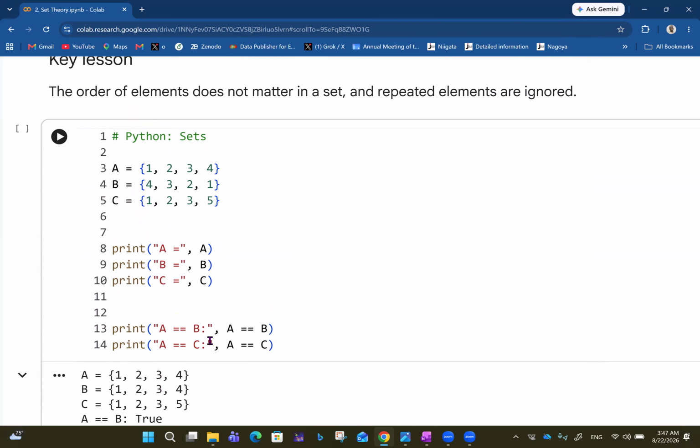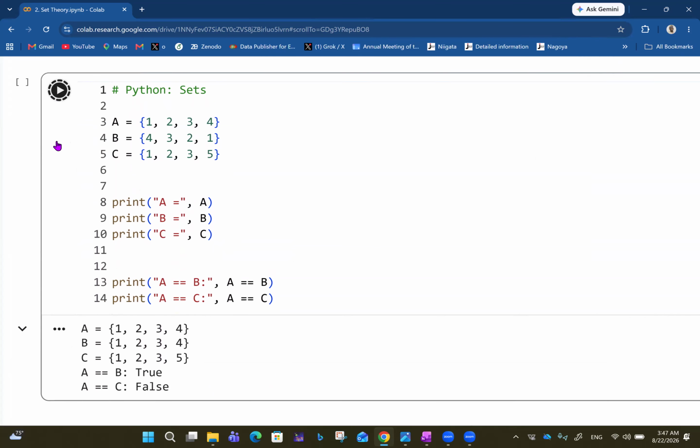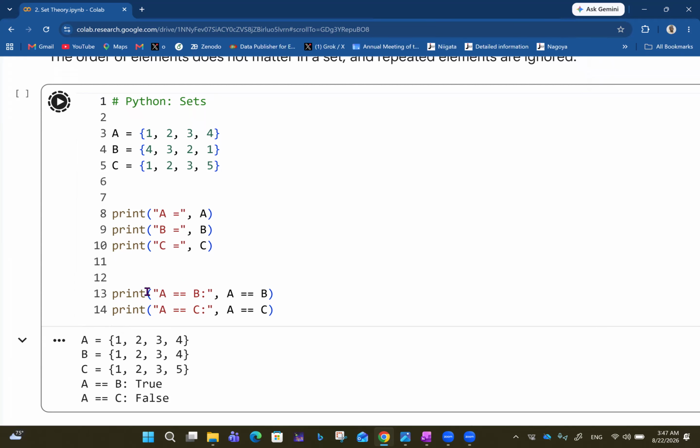Is A equal to B? Then we know if it is true or false. Is A equal to C? You know if it is true or false. So when we run this, you see that set A is 1, 2, 3, 4, set B is 1, 2, 3, 4, and set C is 1, 2, 3, 5. Though this was scattered, it has been arranged here without having to do any special thing.